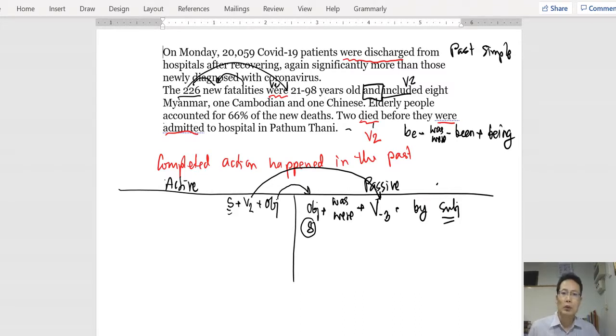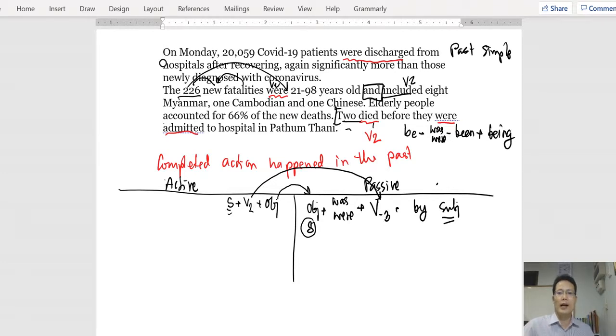There are 2 forms of past simple tense. The first one is to die, before they were admitted, to die. In this sentence, two sentences. This is the main verb, to die. Before they were admitted to hospital in Pathum Thani. The second one is past simple tense too, but it is in the passive form. What I am explaining, the incident already completely happened in the past, already completed a few days, maybe many hours ago, etc. But it is in the past, as we know.